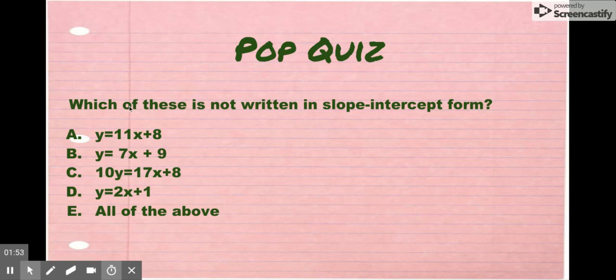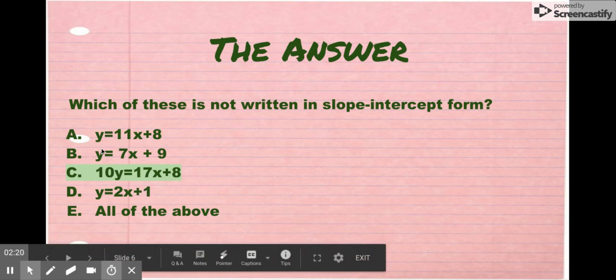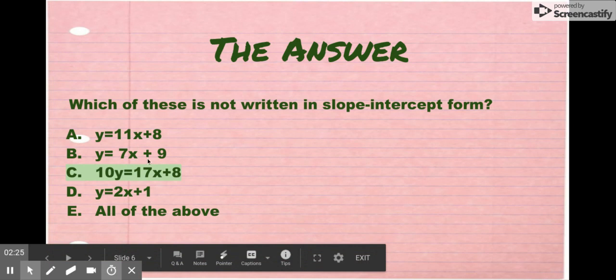And so which of these is not written in slope-intercept form? If you answered C, that is the correct answer, because this is not in slope-intercept form. We shouldn't have a 10y. It should just be y equals whatever it equals. So this should be simplified so that there is no 10 right here. The rest of these are all in slope-intercept form because we have y equals, we have our coefficients, we have our x's, and we have our constants.